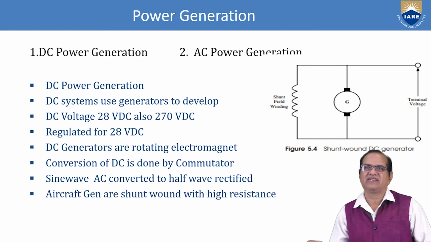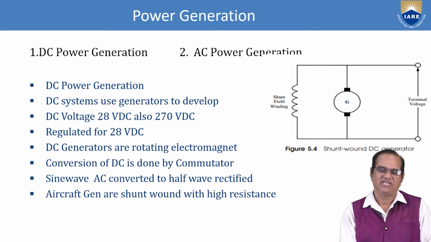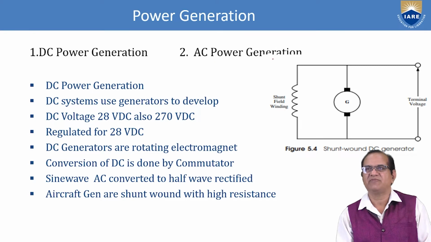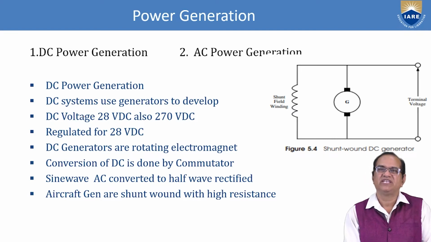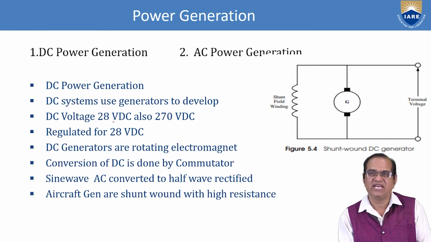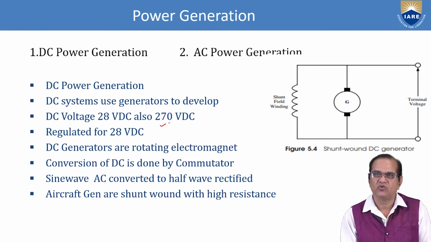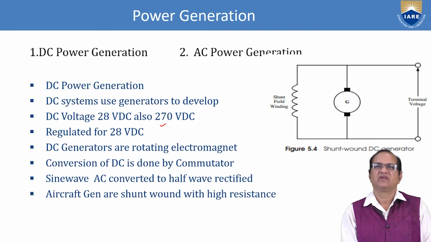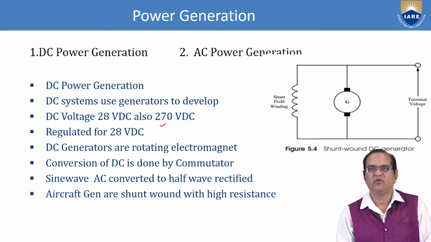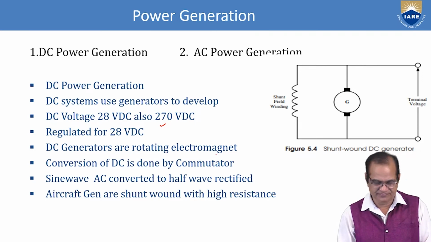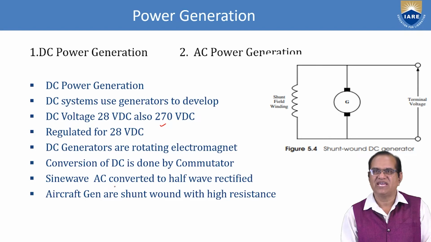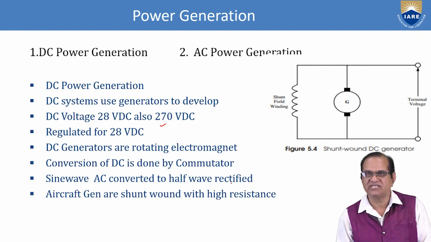Power generation, we can make it into two groups. One is DC power generation, another is AC power generation. Here, if you see DC power generation, DC systems use generators to develop DC voltage. We use 28 volt DC, and also sometimes 270 volt DC, regulated from 28 volt DC. DC generators are rotating electromagnets. Conversion to DC is done by the commutator. Sine wave AC is converted to half wave rectified.